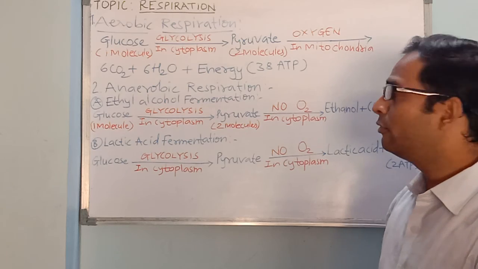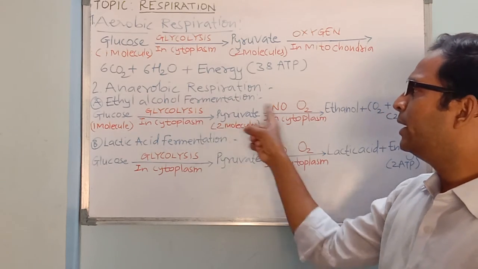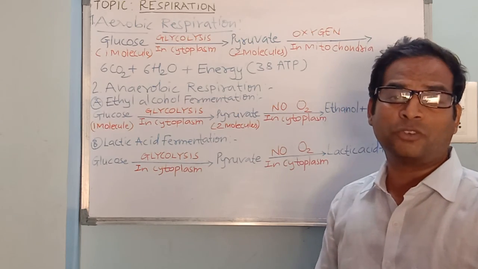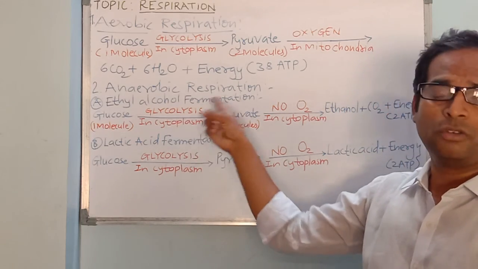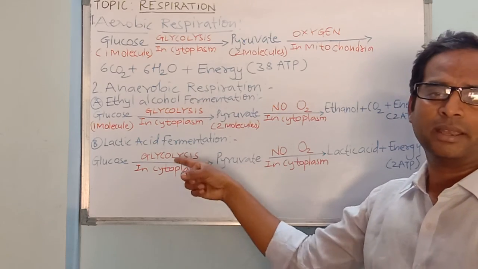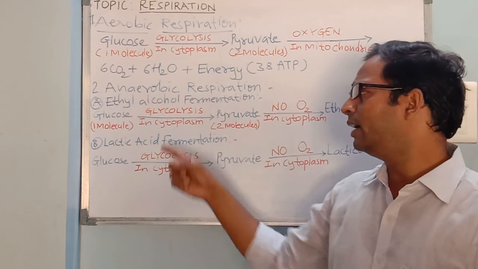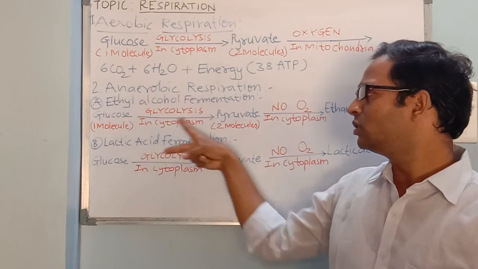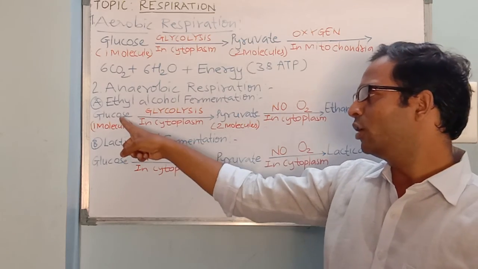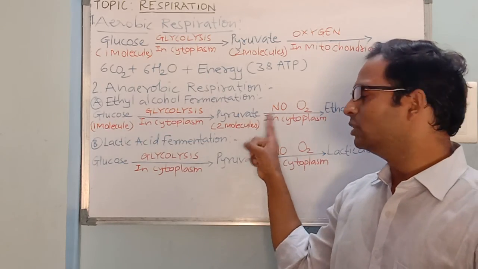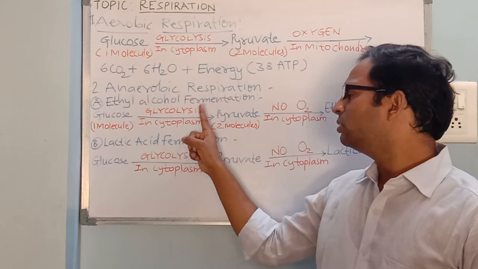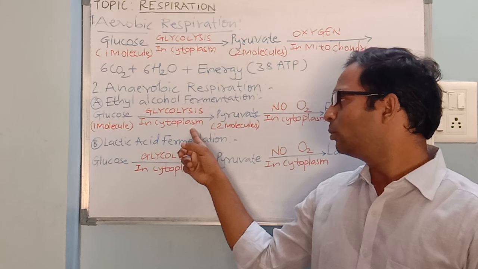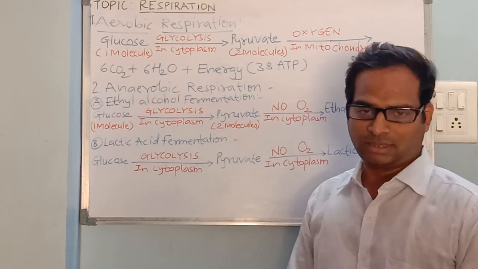Fine. Now when it comes to anaerobic respiration or fermentation, there are 2 types depending upon the end products formed. One type is ethyl alcohol fermentation and the other type is lactic acid fermentation. When you talk about ethyl alcohol fermentation and lactic acid fermentation, the first step is common here, that is the breakdown of 1 molecule of glucose into 2 molecules of pyruvic acid. In both the reactions, it occurs in the cytoplasm and we call it glycolysis.